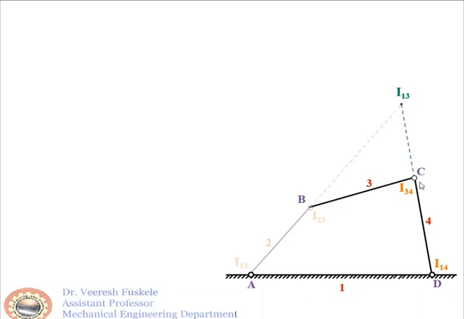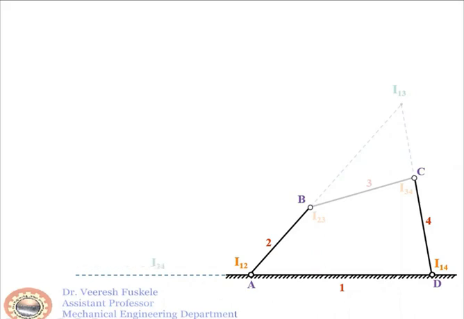For this, we consider three links, link 1, 2 and 4, which are in relative motion with each other. As a result, the three ICs I12, I14 and I24 should be collinear. I12 is at A and I14 is at D. So I24 must lie on the line joining I12 and I14, that is the line joining D to A extended, as shown here.